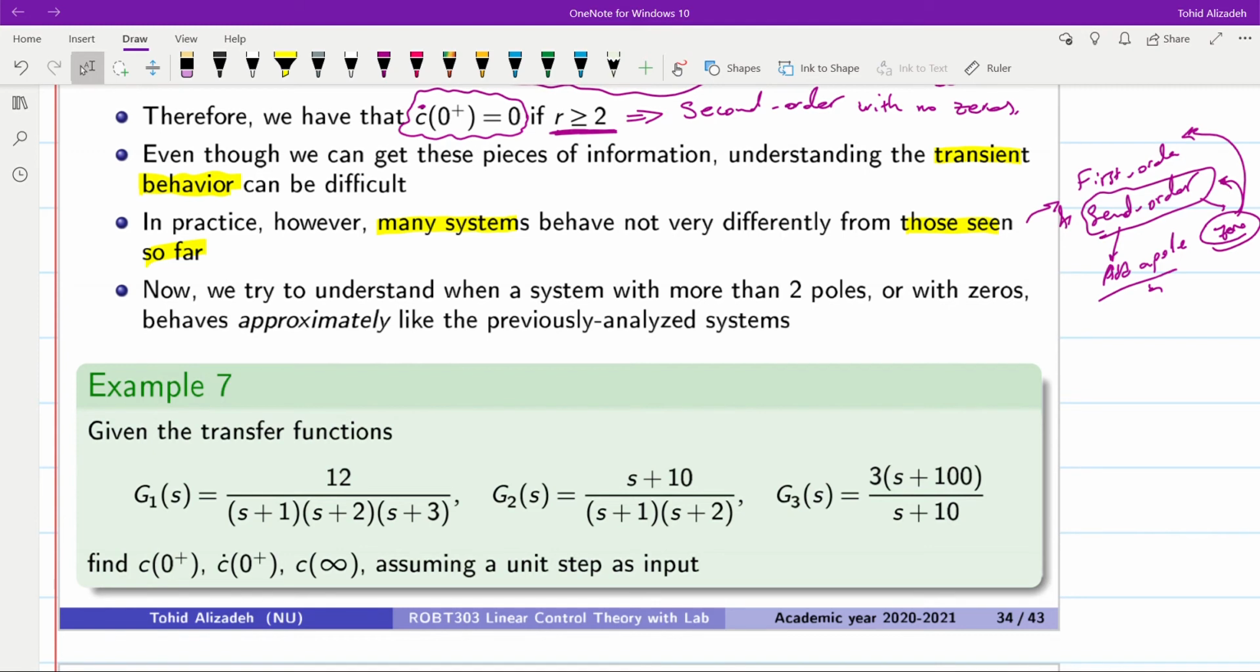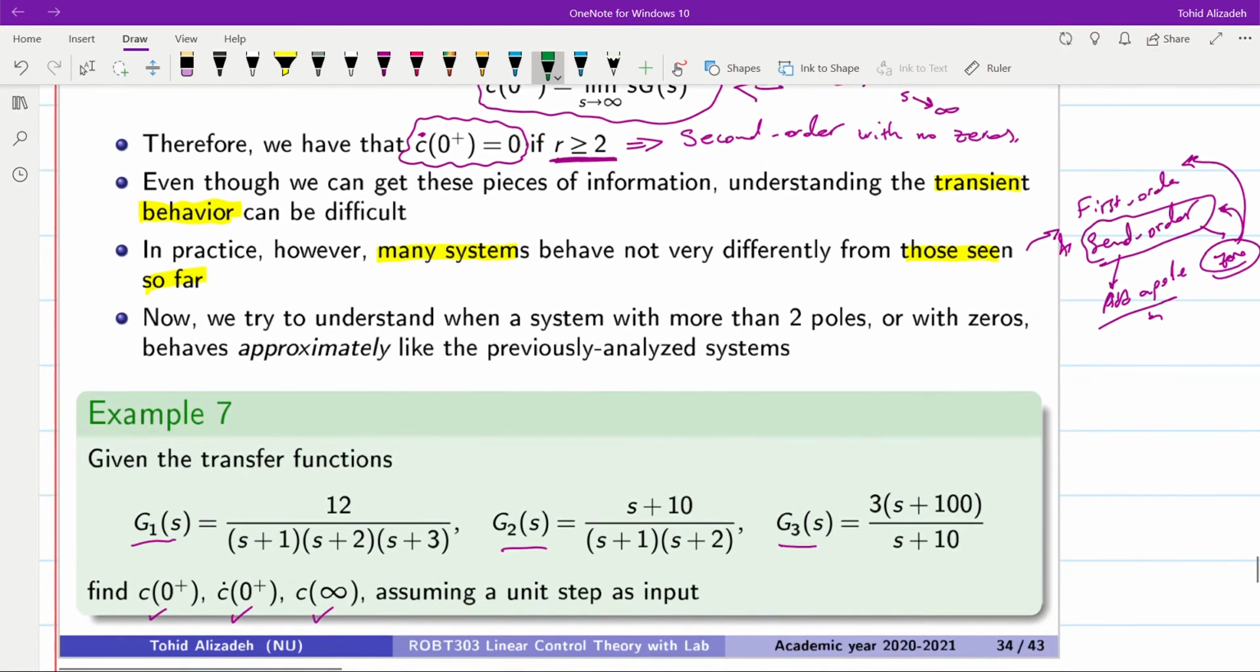example. We have the 3 transfer functions given, g1, g2, and g3, and we want to find out c at 0 plus, c dot at 0 plus, and c at infinity, and we assume that a unit step is applied as the input. It should be pretty straightforward to go through this example indeed.